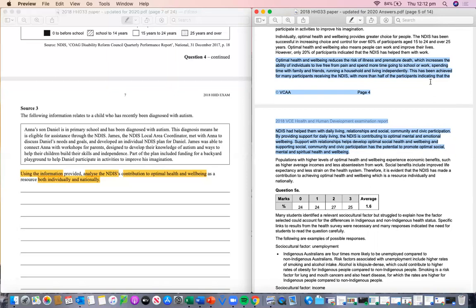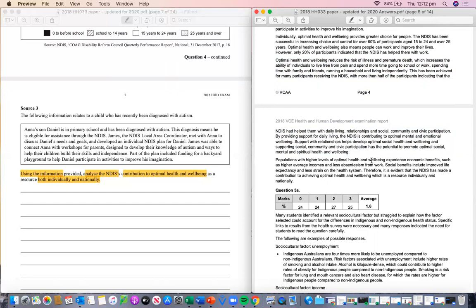If we're having a look here, firstly, it looks at how optimal health and well-being can reduce the risk of illness and premature death, which increases the ability of individuals to live free from pain and spend more time going to work or school, spending time with families, running a household, living independently. So there's one part there, how it looks at nationally.